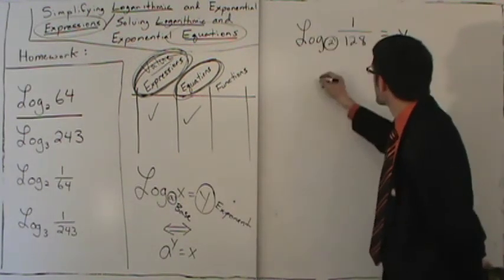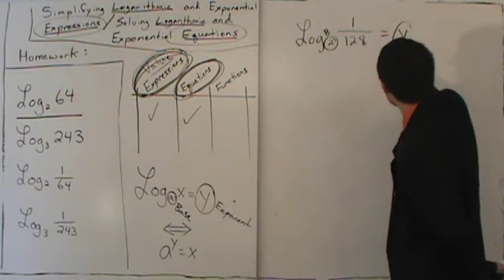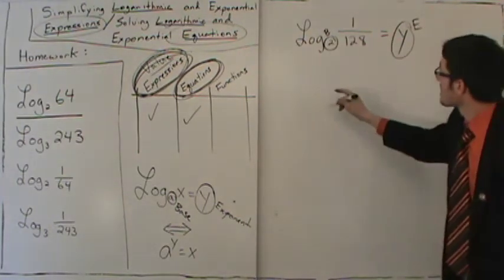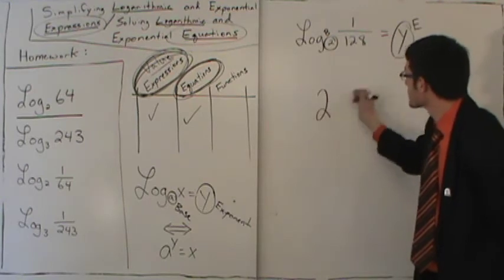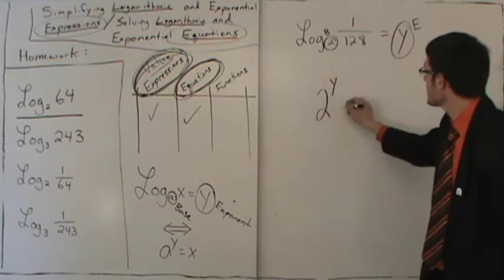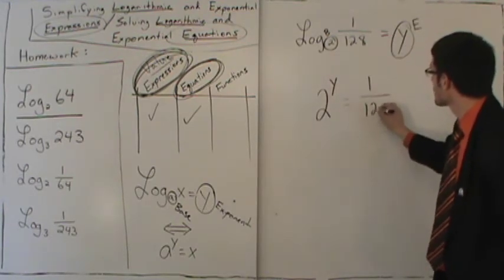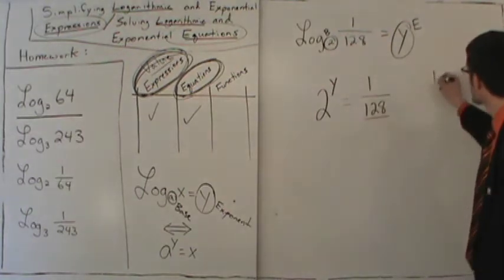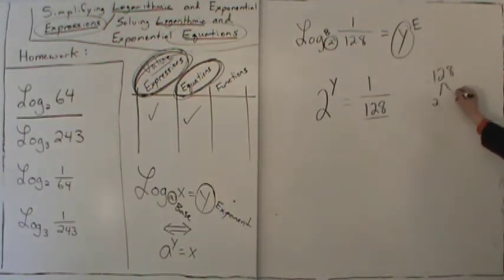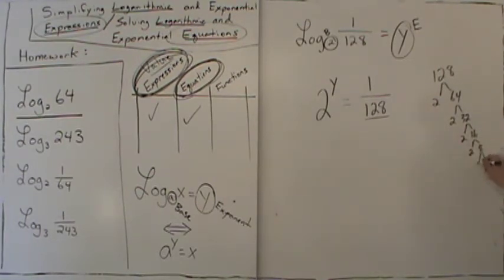Now, our base is what? Base is 2, and y is the exponent. So we're going to say the base is 2. The exponent is y equals 1 over 128. Now take your 128, break it down. This is 2 times 64, which is 2 times 32. 2 times 16, which is 2 times 8. Which is 2 times 4, which is 2 times 2. How many 2's multiply to give 128? 1, 2, 3, 4, 5, 6, 7.